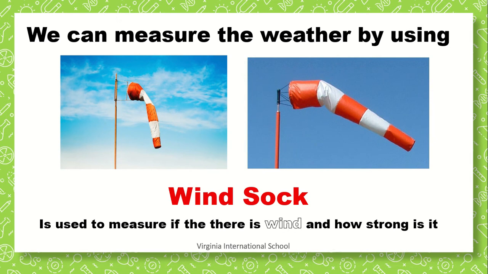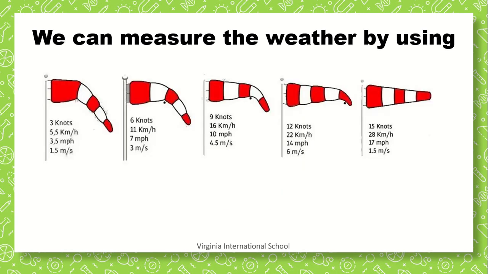Also, we can measure the weather by using a wind sock. A wind sock. It's used to measure if there is wind and how strong it is. We can measure the wind by using this. Let's see. It can be none. If the wind sock is really low, it means that there is no wind. If it's a little bit higher, it's weak wind. Weak. If it goes a little bit higher, it's mild.